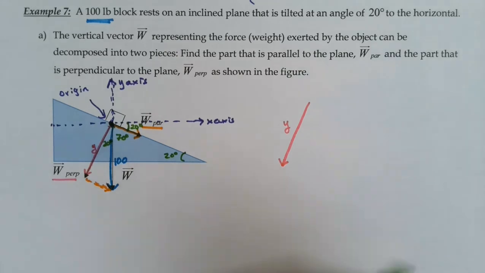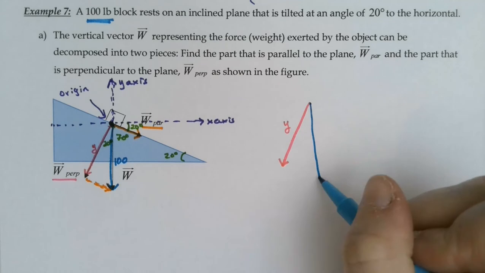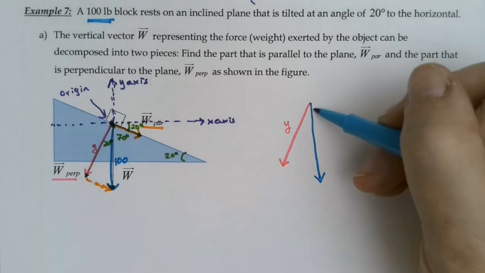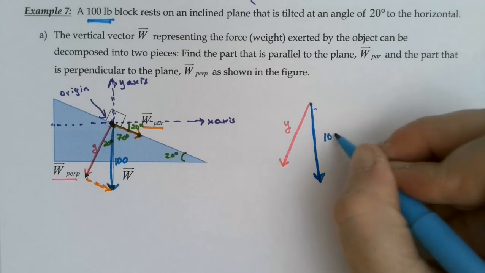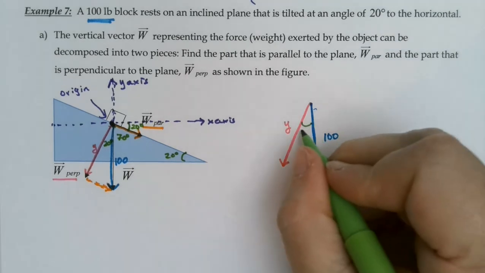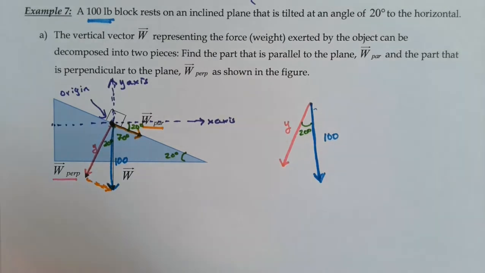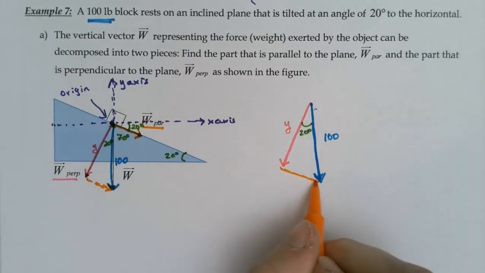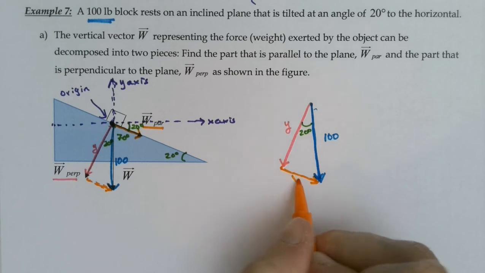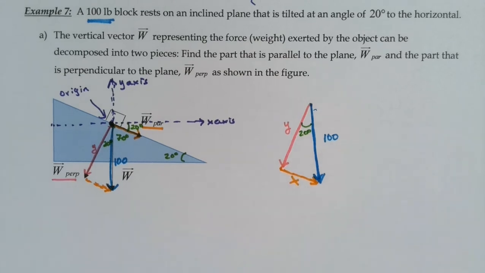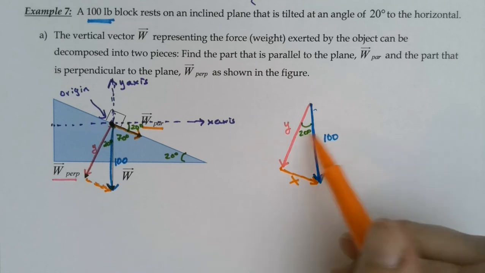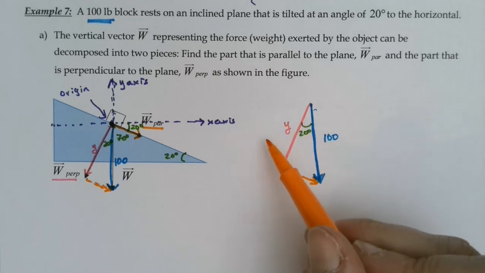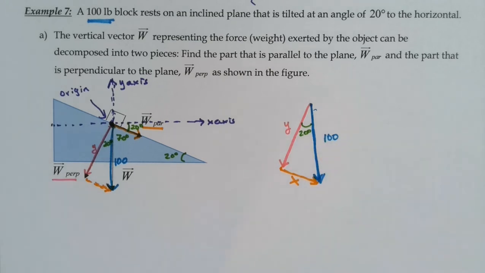And then the angle inside is 20, and then I know that my weight, which is going moderately straight down, is my weight vector, and I know that side is 100. I know this angle right here is 20 degrees, and then I have the parallel vector right here. I'm going to call that x. Okay, what do I know? Well, I know that the sine of 20 is x over 100, and the cosine of 20 is y over 100. And I can use that to find x and y.